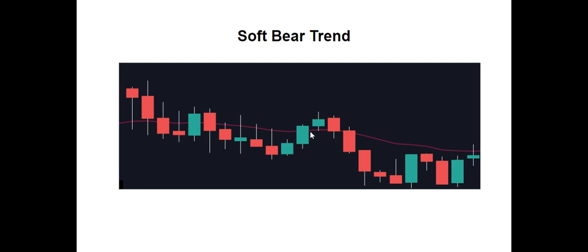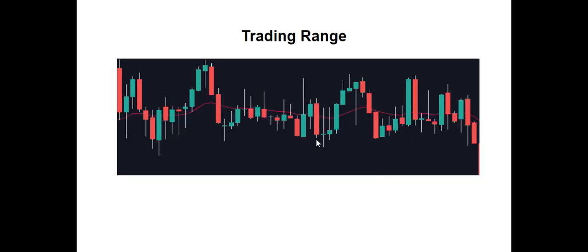So in such a soft bear trend, with the trend entries get thrown out because of stop losses, and counter trend entries are thrown out because of losses. So it is very difficult to trade this soft trend. This is not a good context. Let's look at the other one.